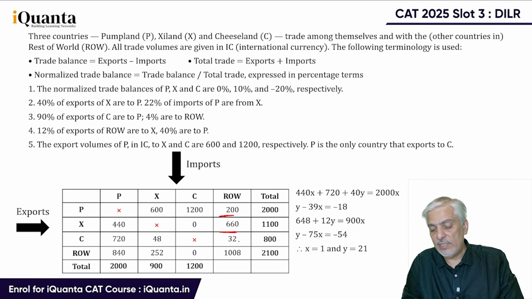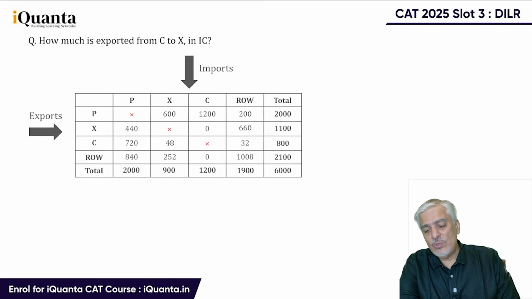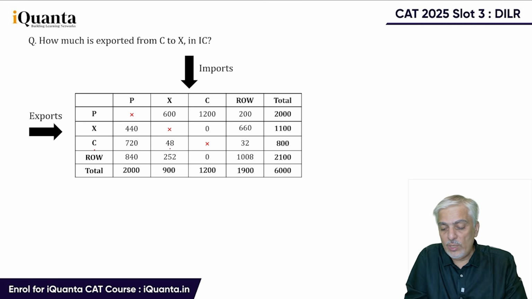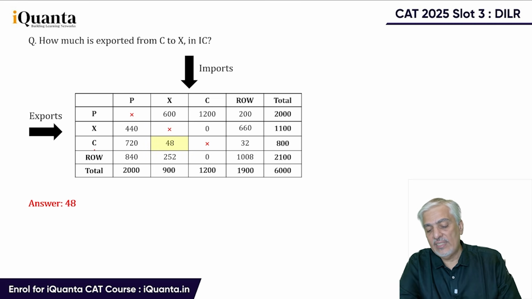200 plus 660 plus 32 plus this giving 1008 multiplied by 21 we did, and this became 1900, and total over here became 6000. That was total exports or total imports, which has to be same. Once I got this, answering questions was going to be very straightforward. How much is exported from C to X? Exported from C to X, that is 48. Answer is 48.